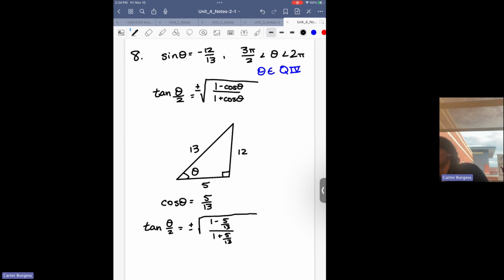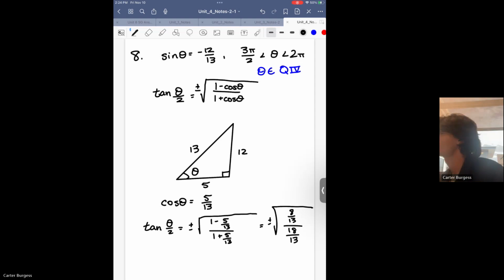Which I would be fine leaving as is. Pearson and the corresponding 5.3 through 5.5 work that I'm having you do will not be quite as happy with just leaving that as it is. So rewriting the 1s as 13 over 13s, I get that this is plus or minus the square root of 8 over 13 over 18 over 13. The 13s here will cancel, but you can multiply by the reciprocal if you want to see that for yourself.